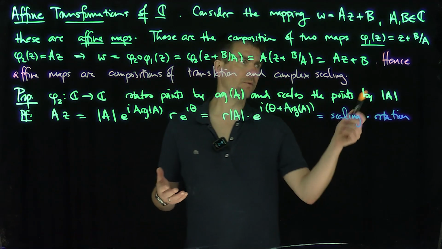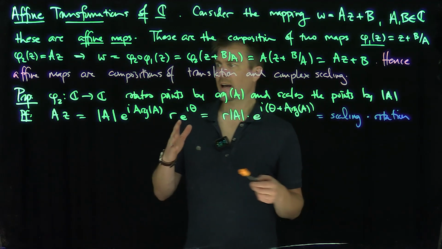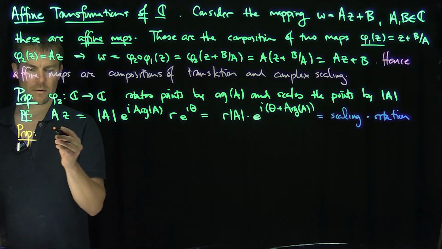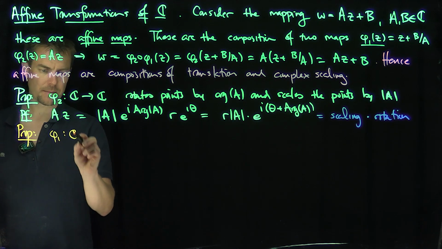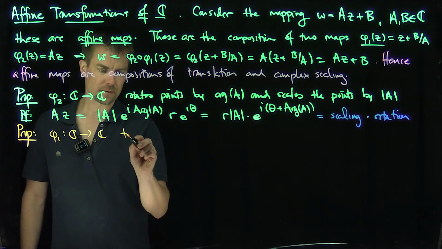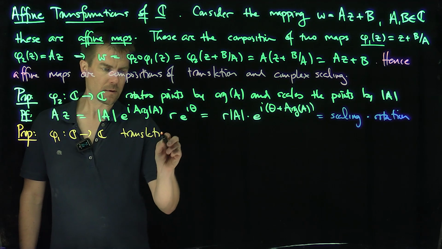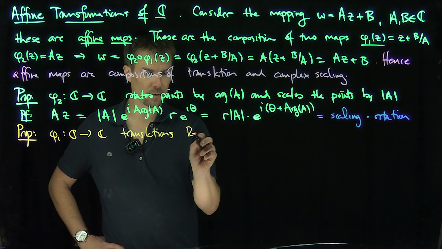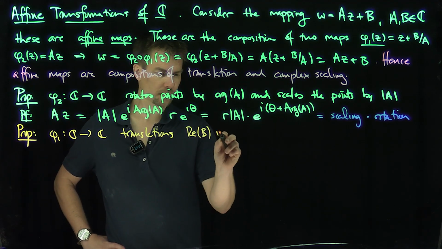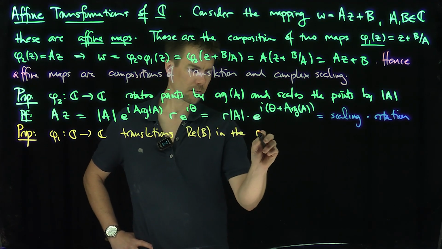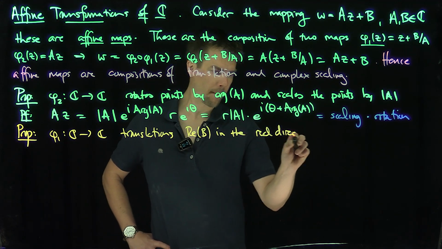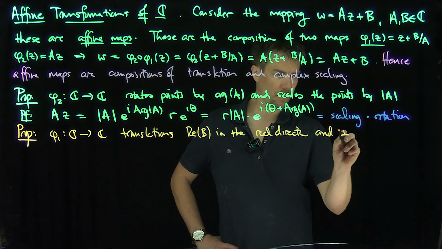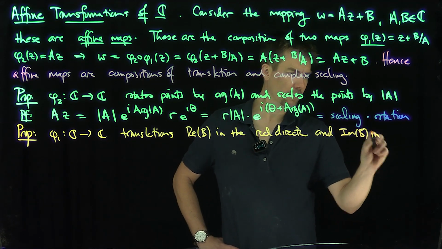And of course, whatever B is, you're going to translate. Then proposition 2 would be the following. Phi 1, mapping C to C, translates by the real part of B in the real direction and the imaginary part of B in the imaginary direction.